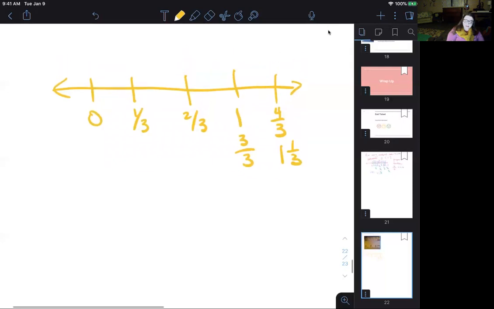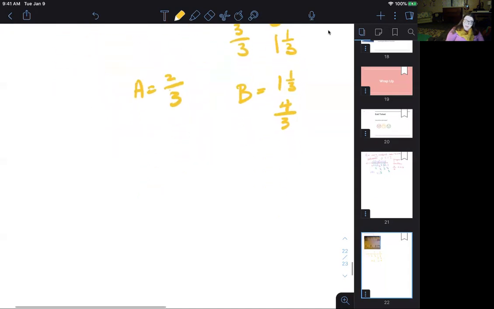If I say that this is point A and this is point B, A would be equivalent to 2/3. And then I have to look and see, okay, I'm still using that same increment to cut things up. So B would be that mixed number, 1 and 1/3, or an improper 4/3. Let's look at another example.